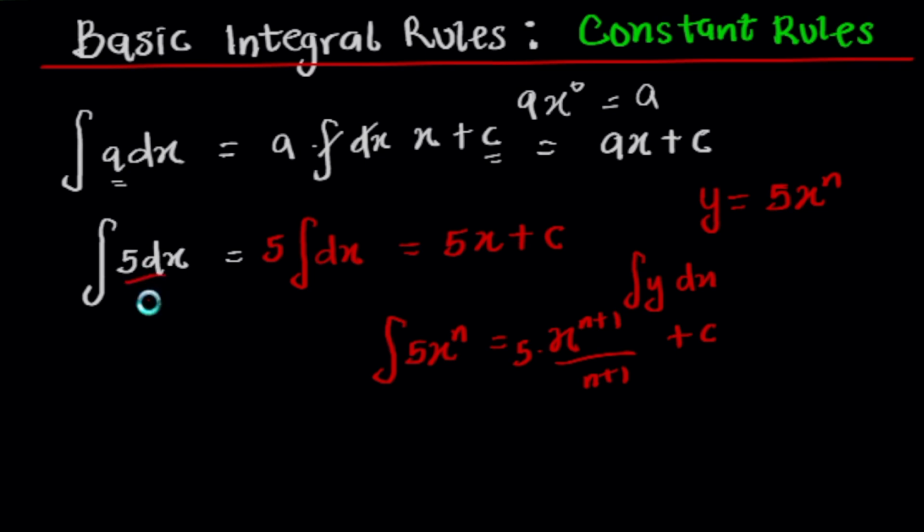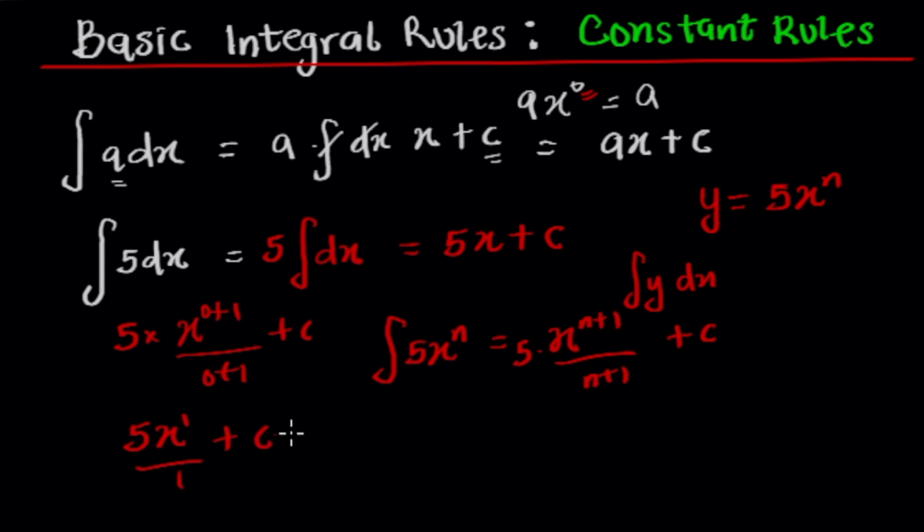The power of x is actually 0. Fixing this inside the formula, I'm going to have 5x. Don't forget that this is a constant, and the power of x in a constant value is always equal to 0, right? So in that scenario, we're going to have 5 multiplied by x to the power 0 plus 1, divided by 0 plus 1, then plus c here. So here we're going to have 5x to the power 1 divided by 1 plus c, which is the same thing as writing 5x, right?